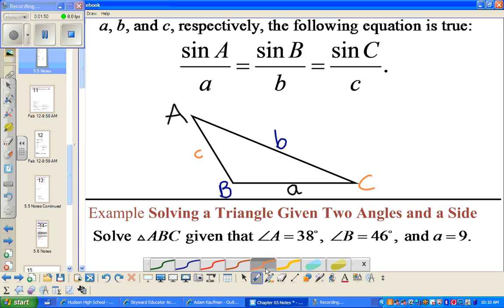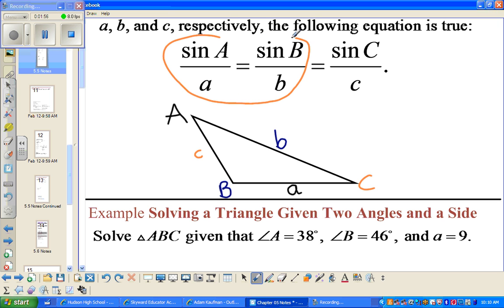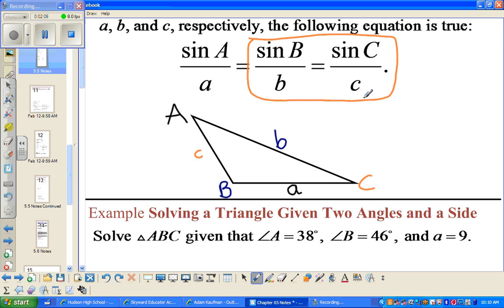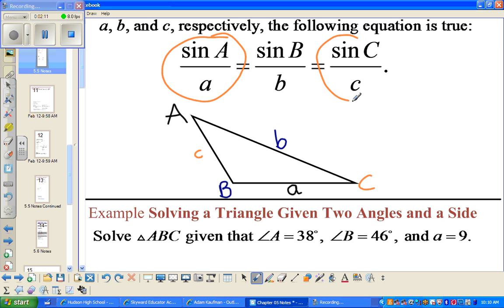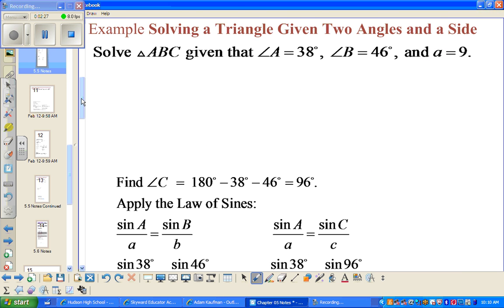So you could be given angles A, B, and side length a, and you'd be solving for side length b. You could be given angles B and C and side length c and solving for b. You could be given side length a, side length c, and angle C and solving for angle A. There's a lot of different options you could have there, but you need 3 out of the 4 positions in the proportion. So let's just jump right into it and work through an example problem.